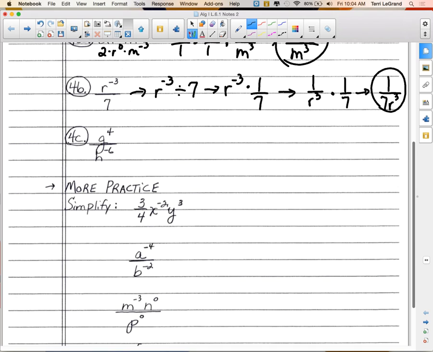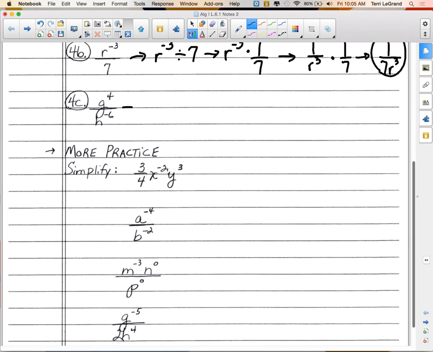What do you think we could do with the next one? g to the 4th divided by h to the negative 6. Could we just write it that way? Get rid of the fraction bar and use the division like we did in the last one? Yes. Okay, let's try that. So we're going to do g to the 4th divided by h to the negative 6.